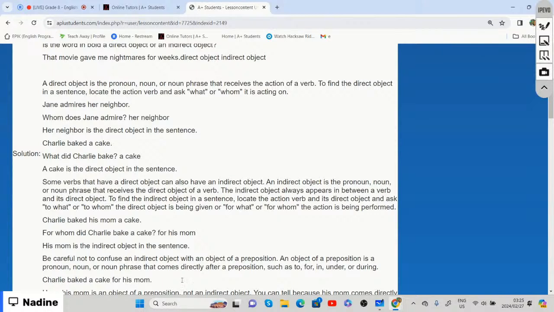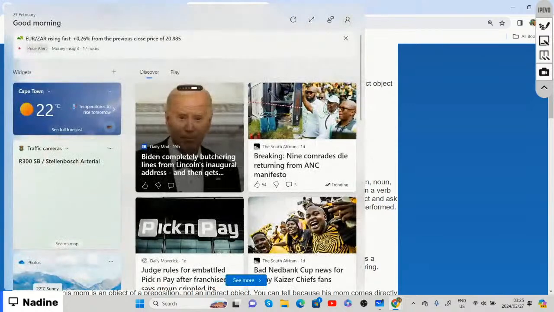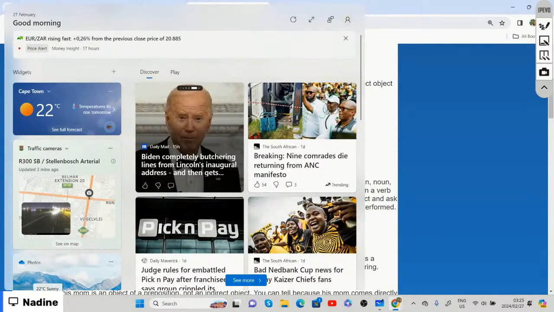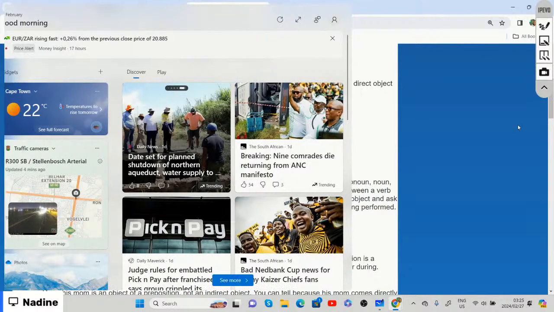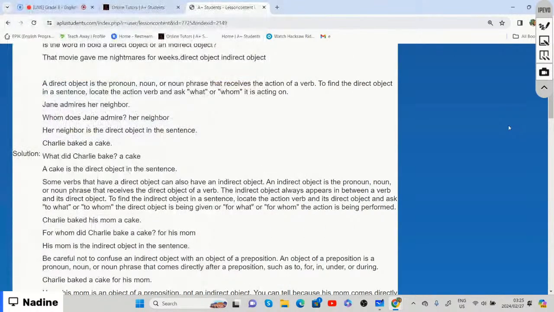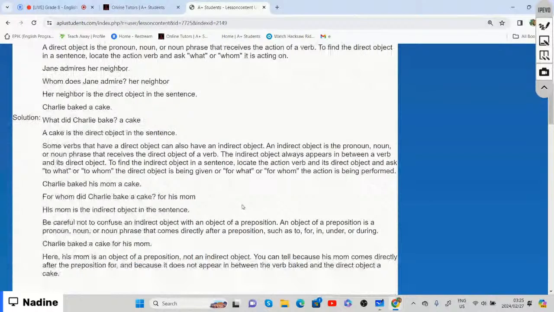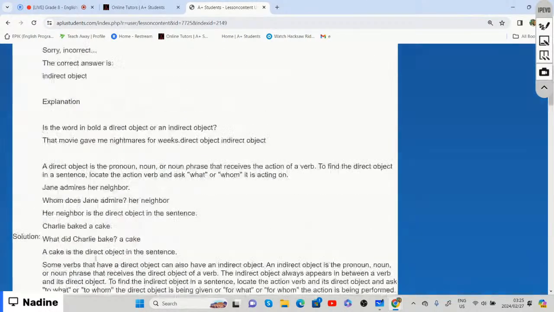All right. So we have a direct object, we have an indirect object that comes between a verb as well as a direct object, and then we have an object of preposition, right? And that is when our noun, pronoun, or noun phrase comes directly after a preposition. So now it does not become an indirect object anymore. It now becomes an object of preposition, right?